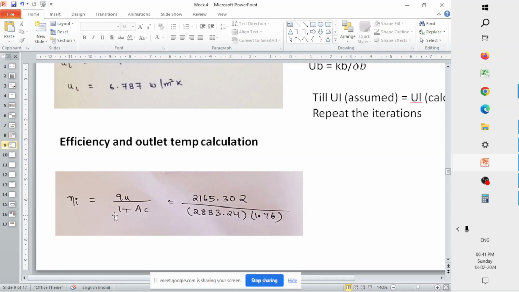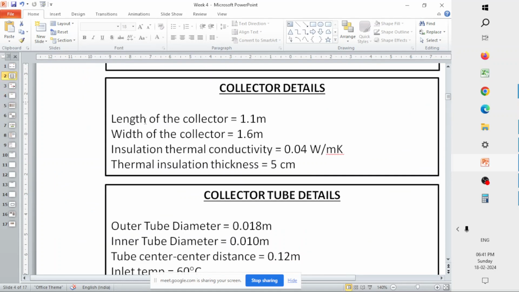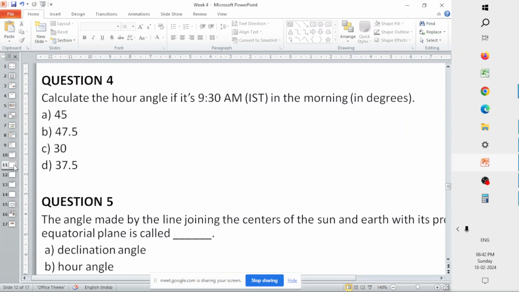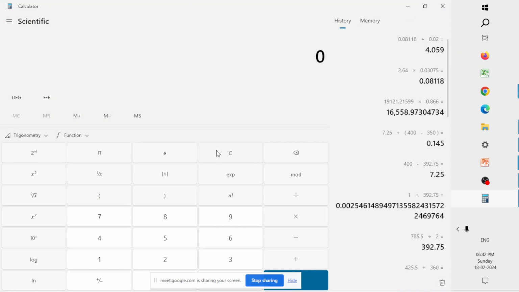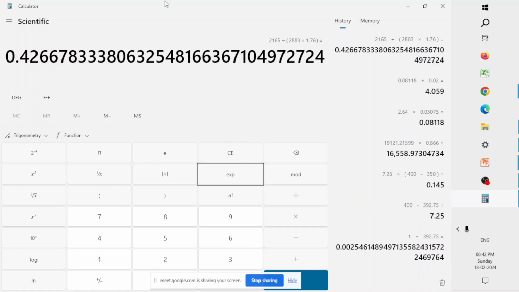So that value will be 2165.302 divided by IT, which you calculated as 283, times Ac, the area of the collector, which will be 1.76, because in the specification the area of the collector is 1.1 times 1.6, that is 1.76. So if you calculate, your efficiency will be 2165 divided by 283 into 1.76, which is around 0.422.